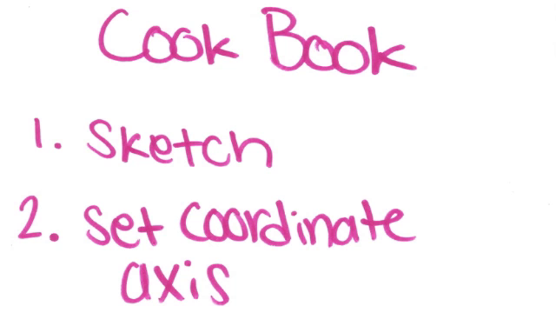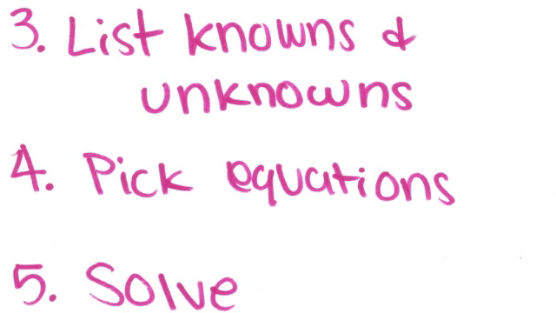First, sketch a picture of the problem so that you can visualize what's happening. Third, list your knowns and unknowns. In projectile motion problems, these should include velocity, time, position, and acceleration. Finally, solve the equations for the unknown variables.